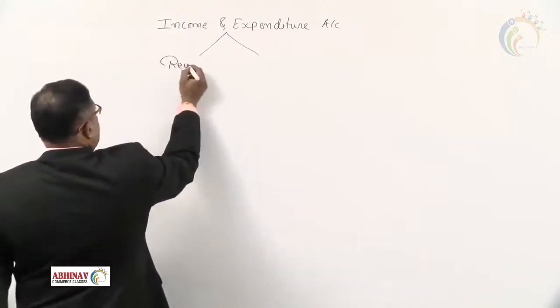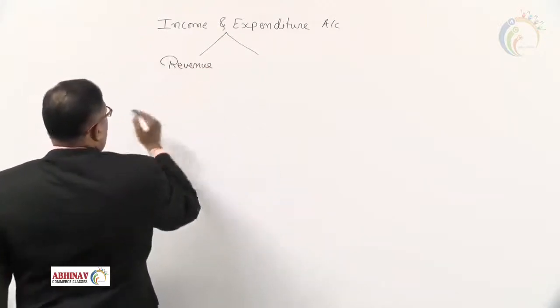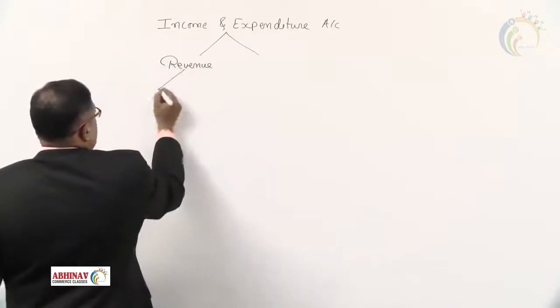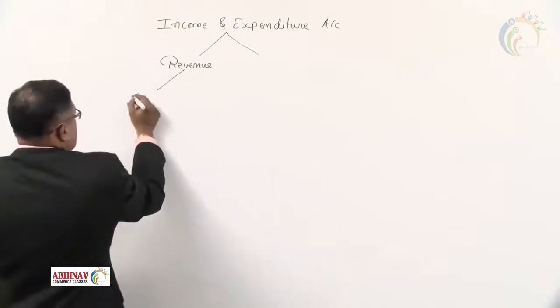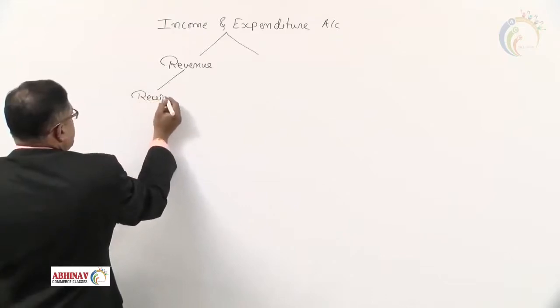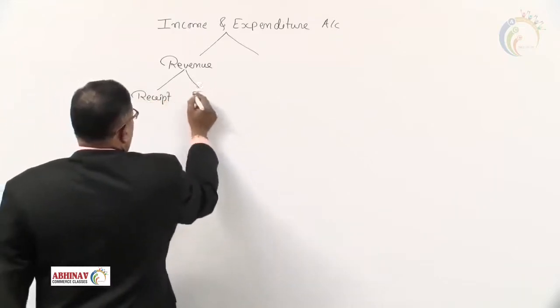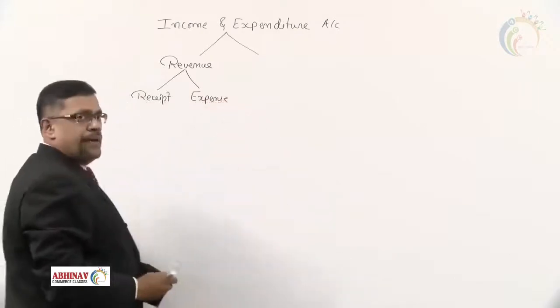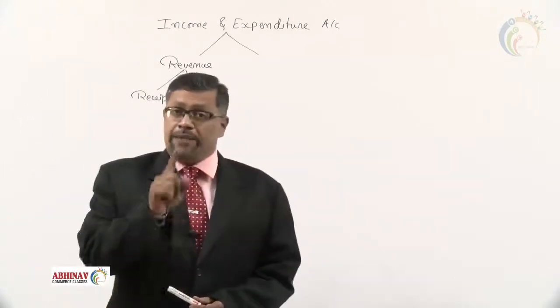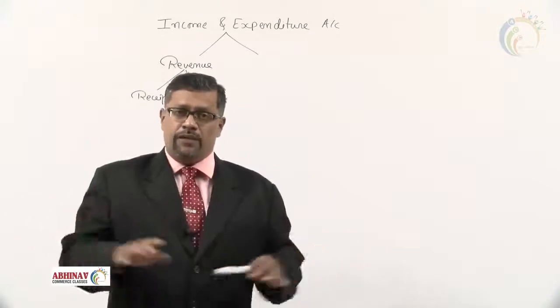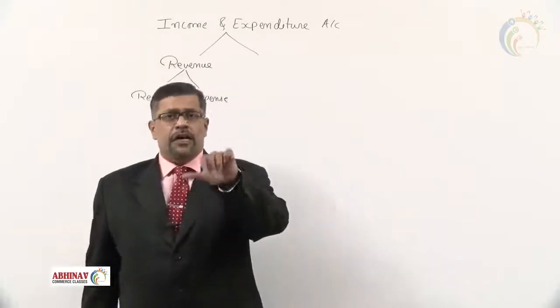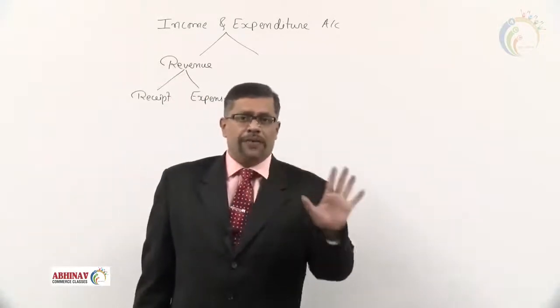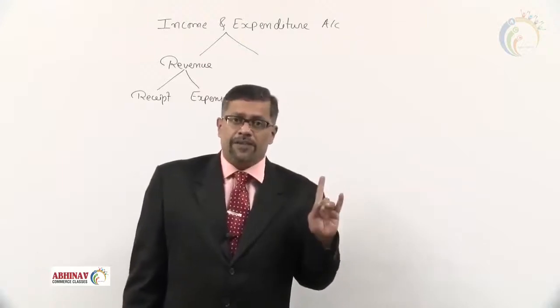Here, what we take is all revenue items. Revenue items means it may be a revenue receipt or a revenue expense. We take it in income and expenditure account. Capital items are not to be entered. Capital expenditure and capital receipts are not to be entered in income and expenditure account.